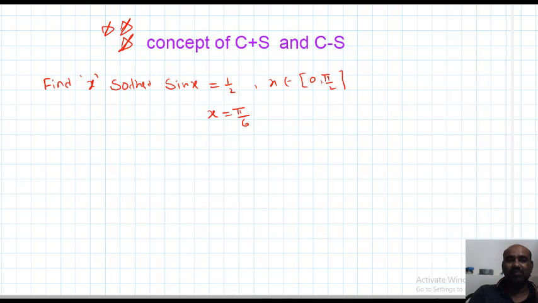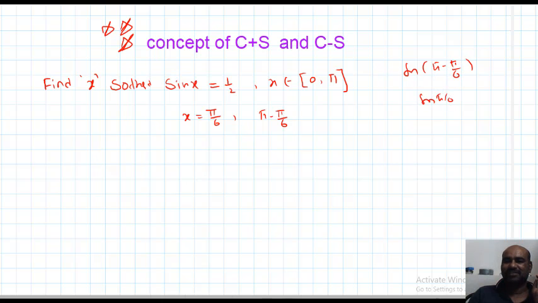If the problem is given like this, with the interval 0 to pi, now this is an interesting problem. Two solutions exist here. x equal to pi by 6 will satisfy. Another one is pi minus pi by 6. Observe here: sin of pi minus pi by 6, sin of 180 minus theta is sin theta only, so sin pi by 6 is again 1 by 2. This pi minus pi by 6 is also less than pi only.